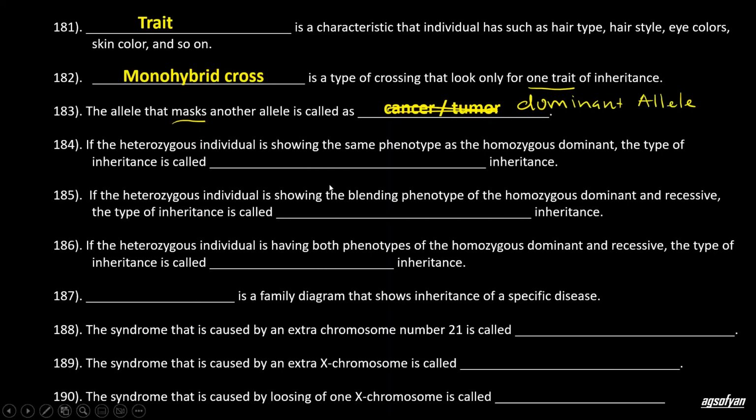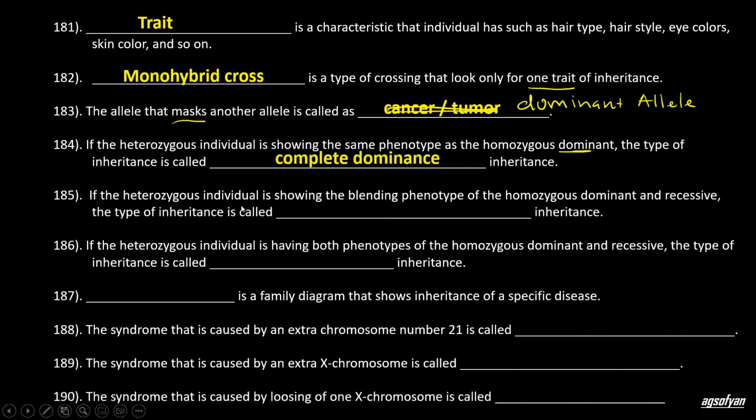If the heterozygous individual is showing the same phenotype as homozygous dominant, the type of inheritance is called blank inheritance. Okay, the heterozygous showing the same as homozygous dominant means that this one is the complete dominance inheritance. Right, so it's a complete dominant inheritance.